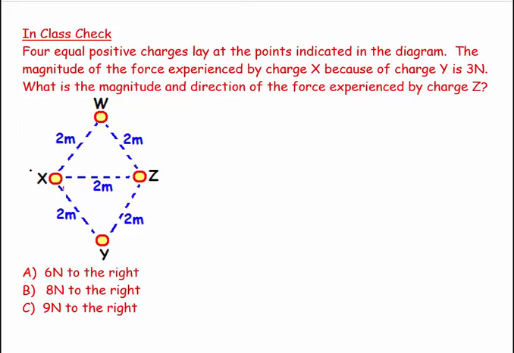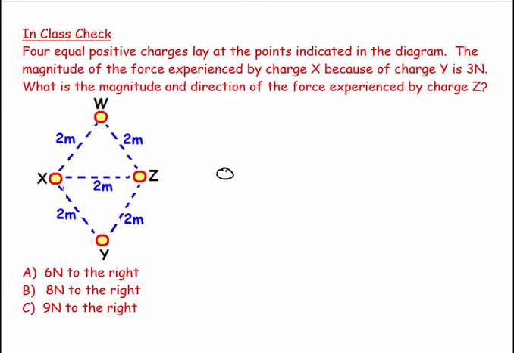is 3 newtons. So they're all equal size, and it's telling you the force that results when one charge is 2 meters away from the other. And then what is the magnitude and direction of the force experienced by charge Z?